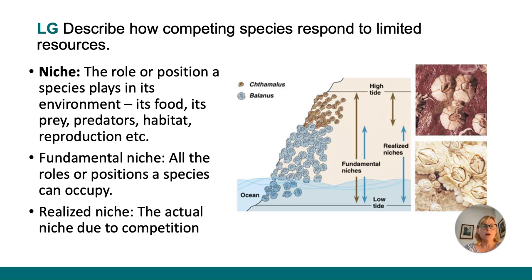In this diagram here, we can see there are two species of barnacle. Barnacles are actually little animals. They're related to crabs, and they come out of their shells and eat plankton that swims by in the water. If we look at this brown barnacle here, it could occupy the whole thing from high tide to low tide marks. But because it's in competition with Balanus, this blue one, which is a little bit stronger, the Balanus can only occupy there.